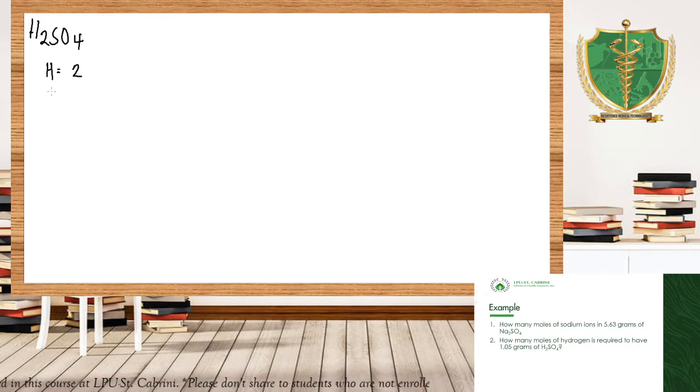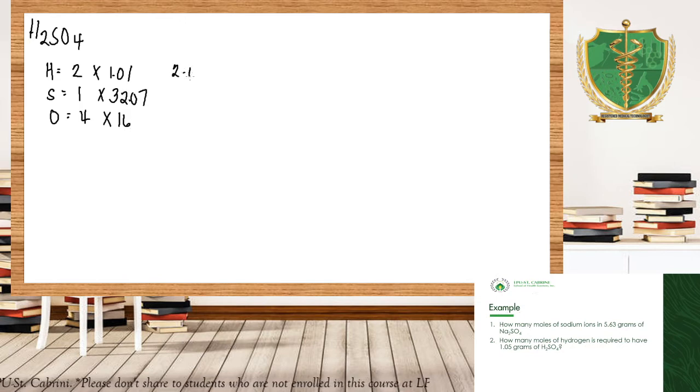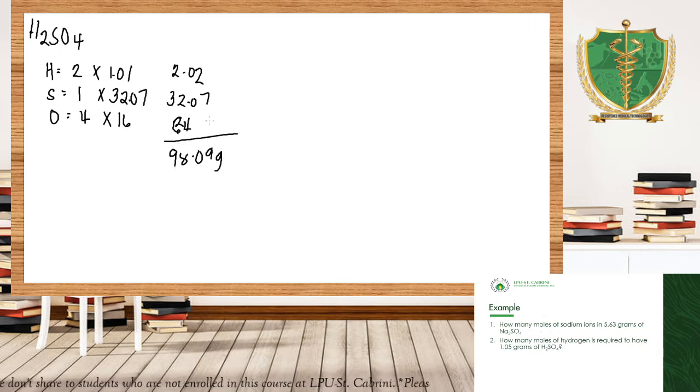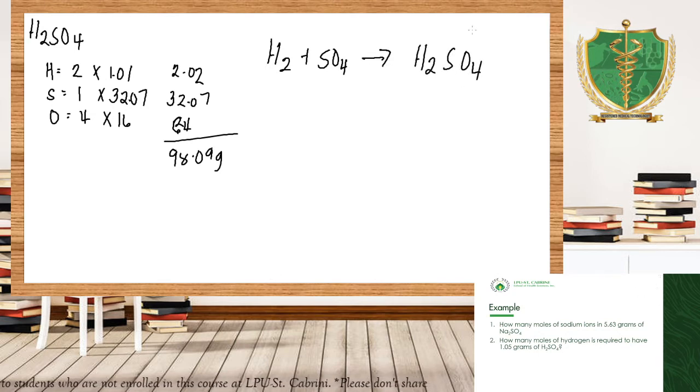How many hydrogen? 2. Sulfur 1. Oxygen 4. So 1.01 times 2 is 2.02. Sulfur is 32.07. Oxygen is 16 times 4, 64. So that is 98.09 grams. Now take note, guys, that our equation is H2 plus SO4 will give us H2SO4.